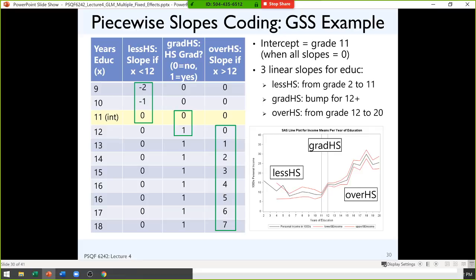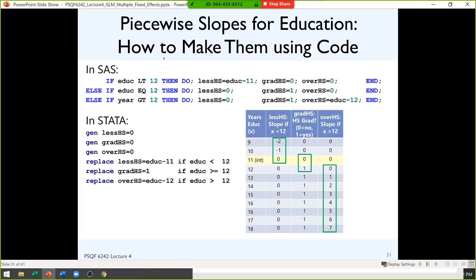It's a series of switches essentially. The first one is active up until 11, then it shuts off. The second one kicks on from 11 to 12, and then it shuts off, and then the third one picks up from 12 and moves on. So the codes to do that in either program are here on slide 31.